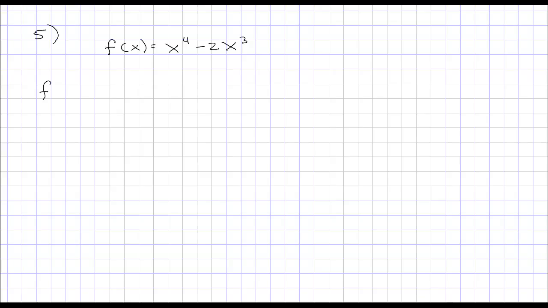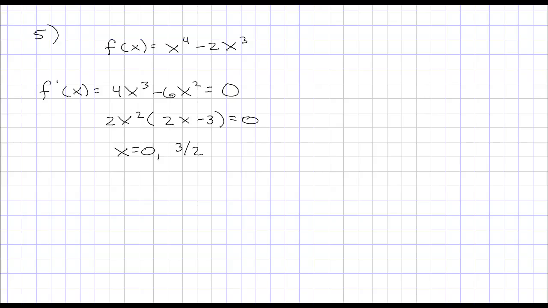The first derivative is going to be 4x cubed minus 6x squared, and we're going to set that equal to 0. And then we can factor out a 2x squared, which will leave 2x minus 3. And setting each factor equal to 0, so either x is 0 or 3 halves. Alright, then let's come over here and do our line analysis on the first derivative. So here's 0, here's 3 halves, and let me switch to red.